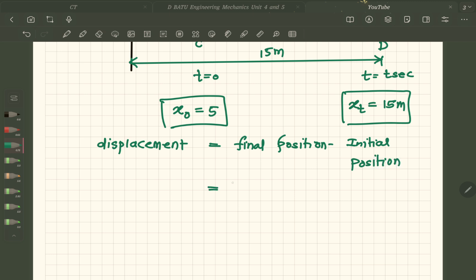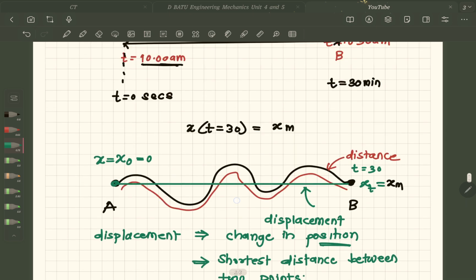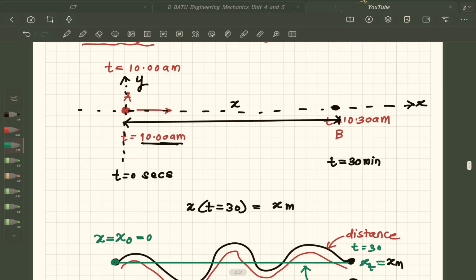And based on this we can write it as xt minus x0, which is equal to 15 minus 5, so it is 10 meter. So this is the displacement that you are going to get. So this is how you define the position of a particular object at different time periods.